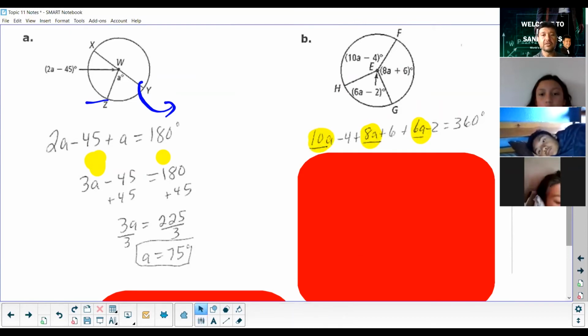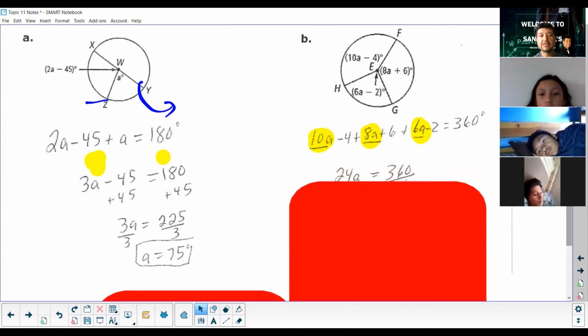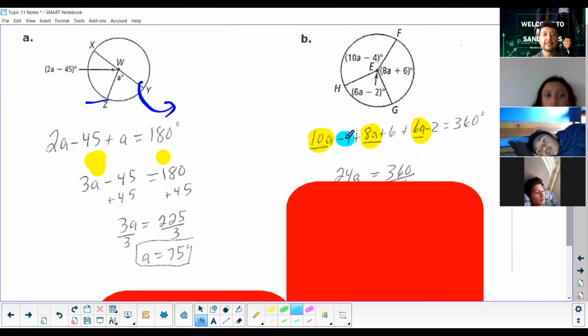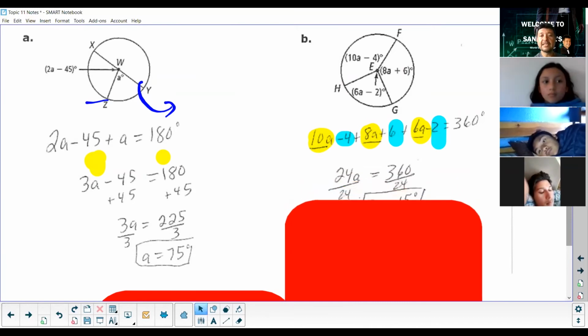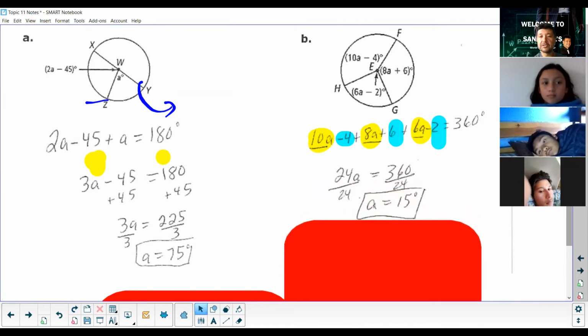So as a result, you will get 24a, and then what happened to the numbers? The -4, let me highlight the numbers. Well, if you add them together, you get 0. Yeah, exactly. If you add these 3 we just highlighted, you get 0, so there's nothing left. So then what would I do to solve this one? What's the next step? Divided by 24. Yeah, divided by 24 because you want to isolate a. So as a result, we get a equals 15 as a solution. Okay, good. All right, now let's go ahead to the next page.